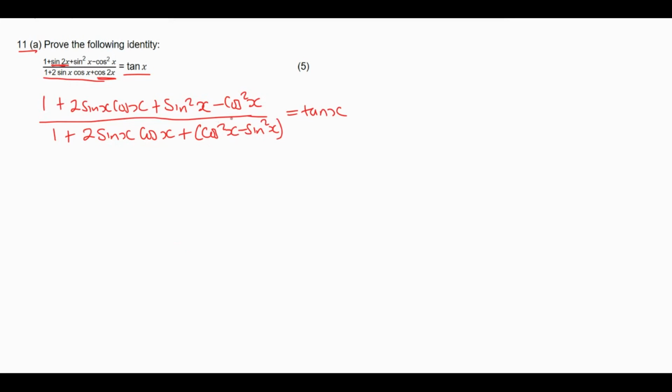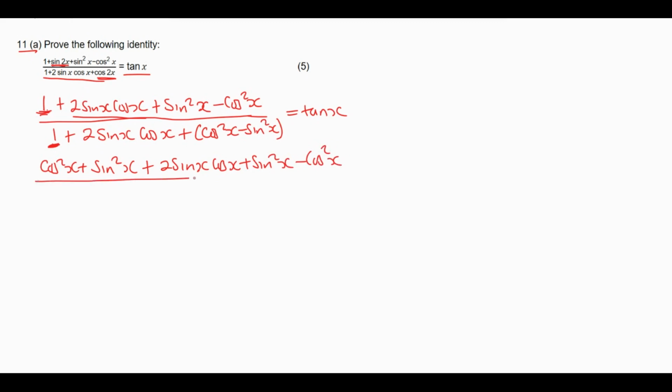There are two ways we can deal with this. We have to remember that 1 is equivalent to cos squared x plus sine squared x. So we can replace the 1s with cos squared x plus sine squared x. Let's do that. Cos squared x plus sine squared x is equivalent to 1, then plus 2 sine x cos x, which is just the same, then plus sine squared x minus cos squared x.